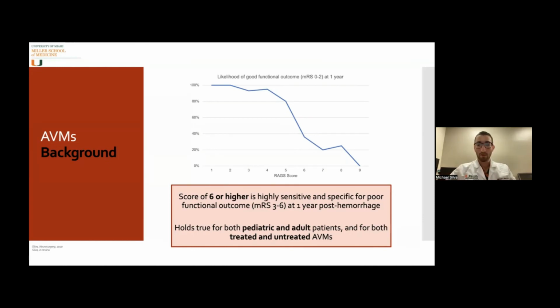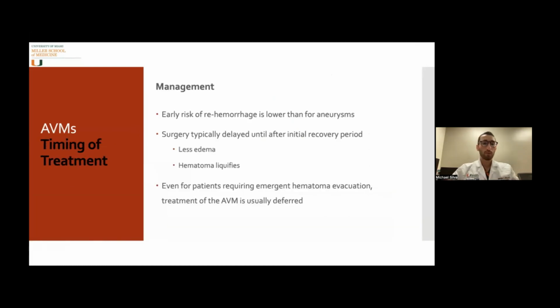Lots of ongoing follow-up studies to this going on, and we'll see where it ends up. So management of AVMs, the early risk of rehemorrhage is lower than for aneurysms. So the decision algorithm is a little different than what I talked about for aneurysms. Typically, surgery is delayed until after the initial recovery period. So this means that there's less edema from the initial hemorrhage event. The hematoma liquefies, which can facilitate identifying and resecting the AVM.